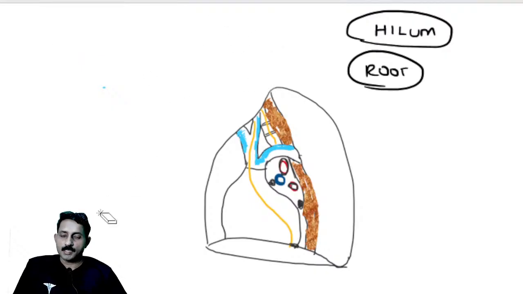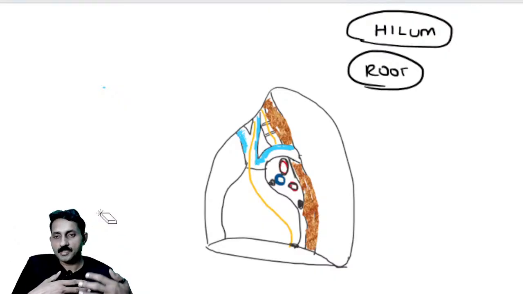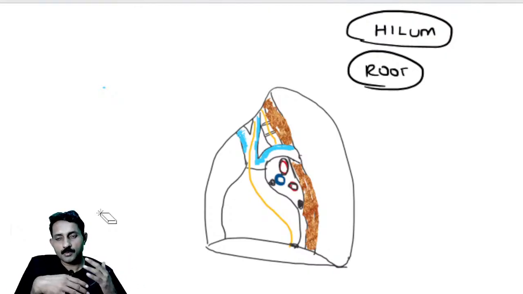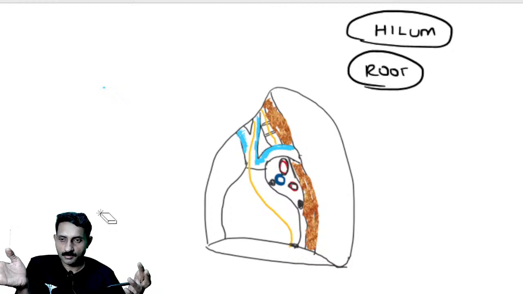So what we have covered is the surfaces of the lung. We have apex, base, sternocostal surface, mediastinal surface, and diaphragmatic surface. And structures in the hilum is a commonly asked question. What are the structures in the right lung? What are the structures in the left lung?